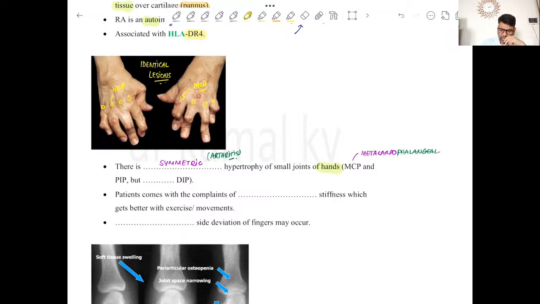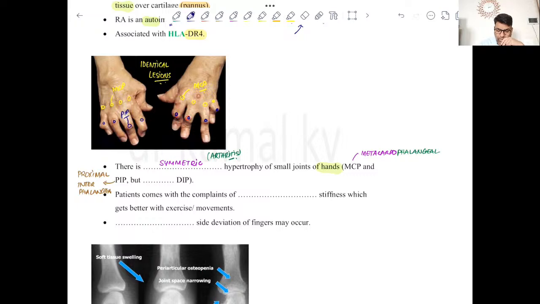And there is involvement of proximal interphalangeal joint as well, right? If I show you, this is the proximal interphalangeal joint. Clear? So these are characteristically involved in rheumatoid arthritis.